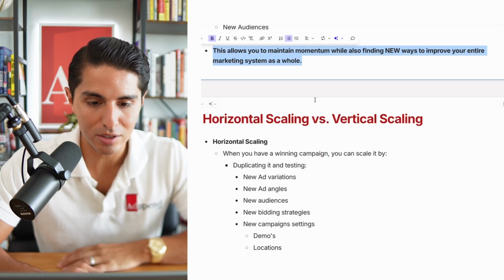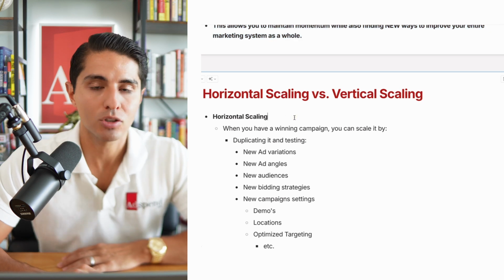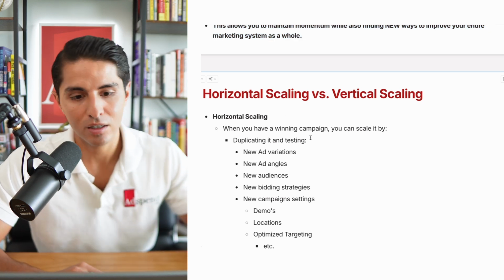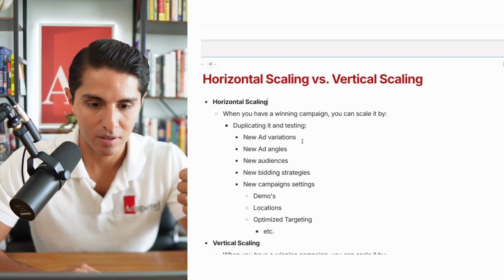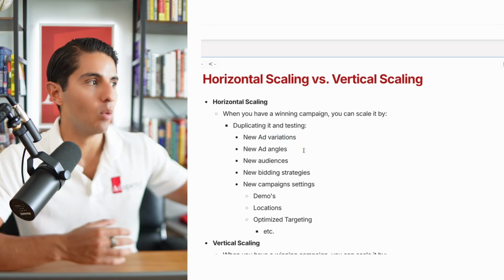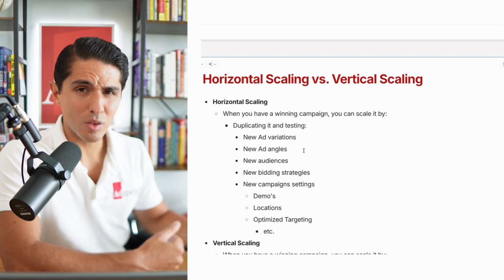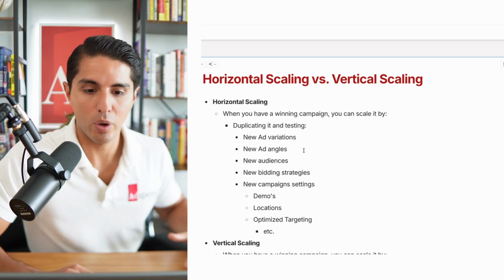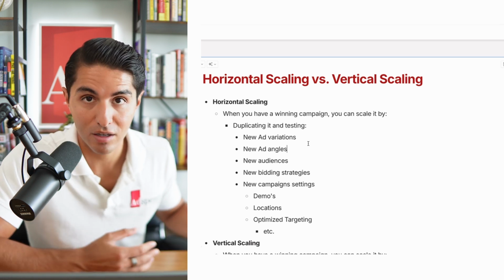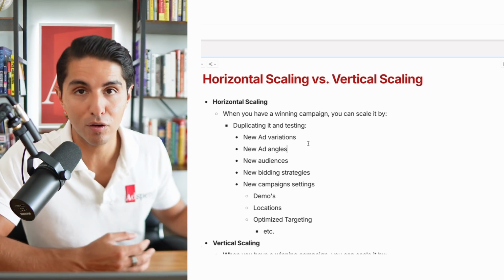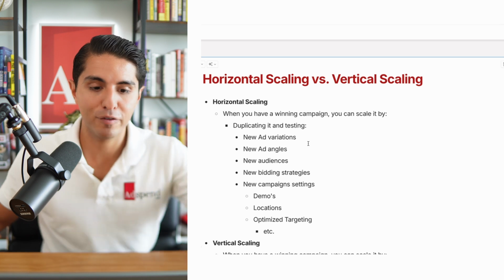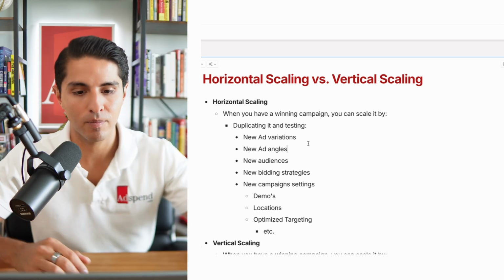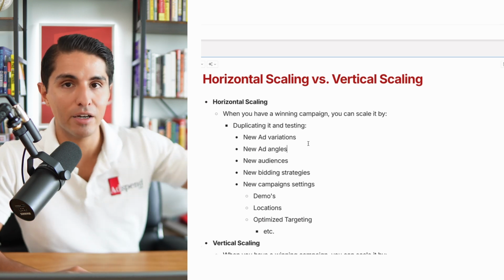So now let's talk about horizontal scaling versus vertical scaling more in depth. So horizontal scaling. Again, when you have a winning ad campaign, okay, you can scale it by duplicating it and testing, again, new ad variations. So let's say you have that one winning control ad, you test a new hook, you test a new body, a new story, you test a new variation of it. The way you do that with a new maybe demographic, a different person filming it, a different setting of where you filmed it, a different means of filming it. For example, I'm filming it on my camera here. Maybe I do my iPhone, right? A different variation.